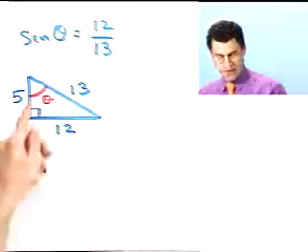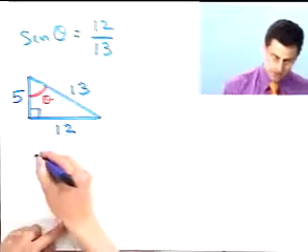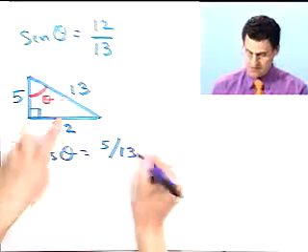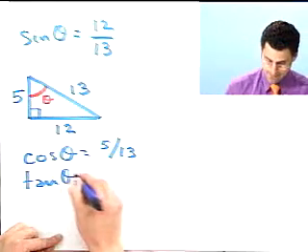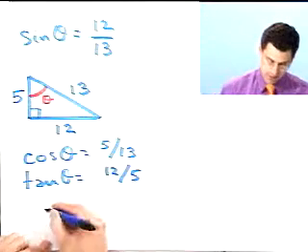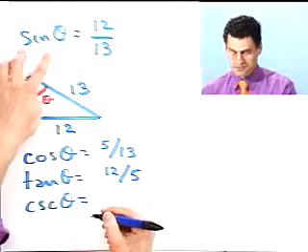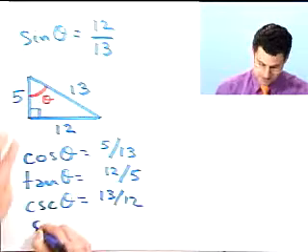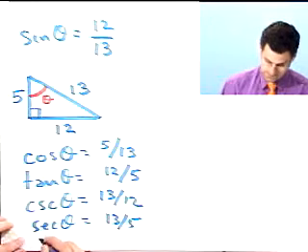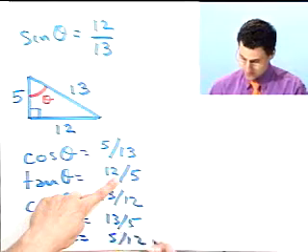Well, great. Now I can read off all the other trig functions. I already know sine, opposite over hypotenuse. What's cosine? Cosine is adjacent over hypotenuse, so that would be 5 over 13. What's tangent? That would be opposite over adjacent, so 12 over 5. What would be cosecant? That's just the reciprocal of sine, so that would be 13 over 12. Secant would just be the flip of cosine, so 13 over 5. And cotangent would be the flip of tangent, which would be 5 over 12.